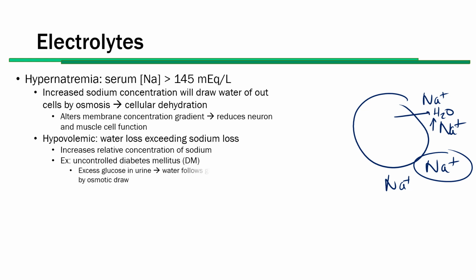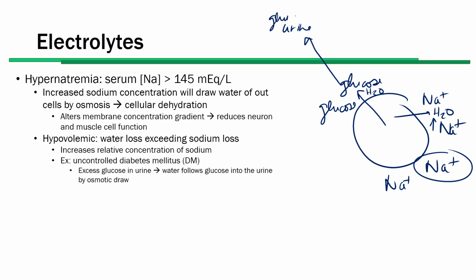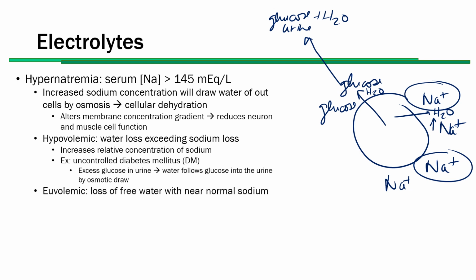This can occur in uncontrolled diabetes mellitus. What happens is in diabetes mellitus, you may have a lot of glucose out in the blood, in this extracellular fluid. And the water then will follow this glucose. And then if that water goes to the kidneys and out into the urine with the glucose, that takes that water out of the body and leaves the sodium behind, because it was the glucose that the water was following. There can be euvolemic, which is same volume, loss of free water with near normal sodium.